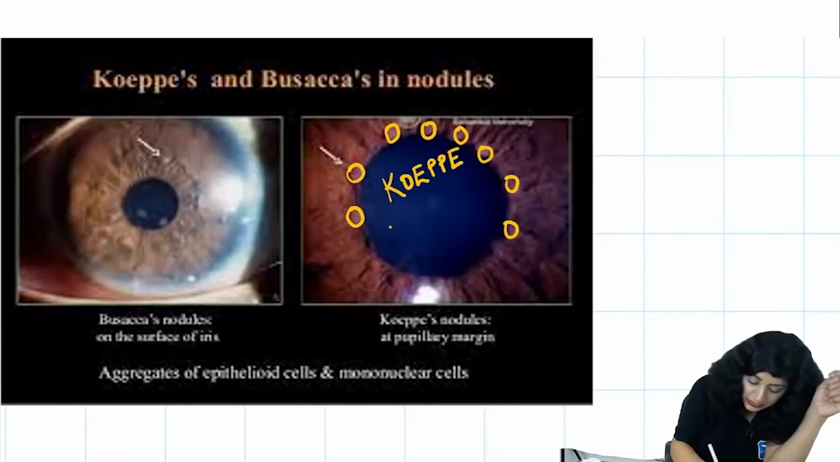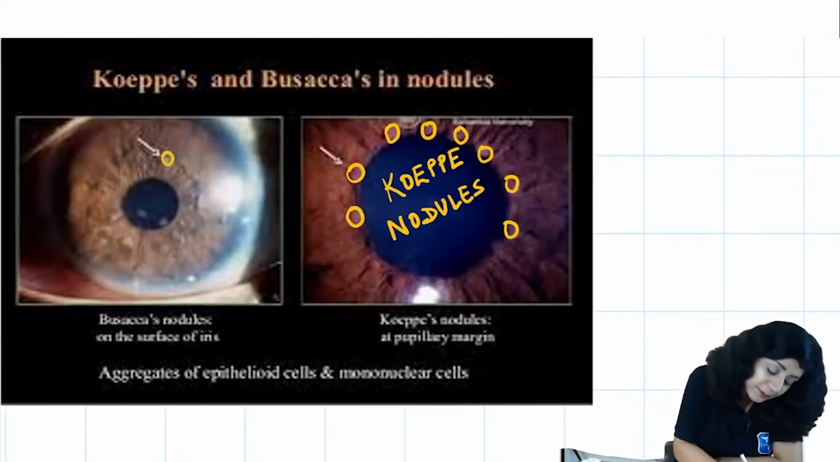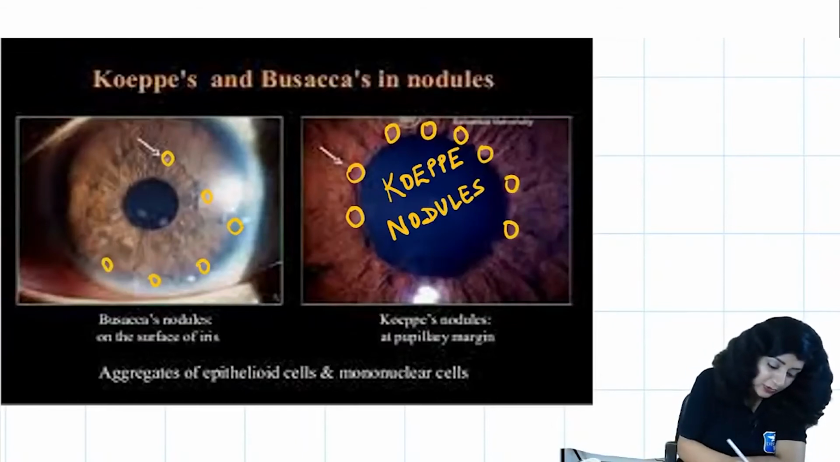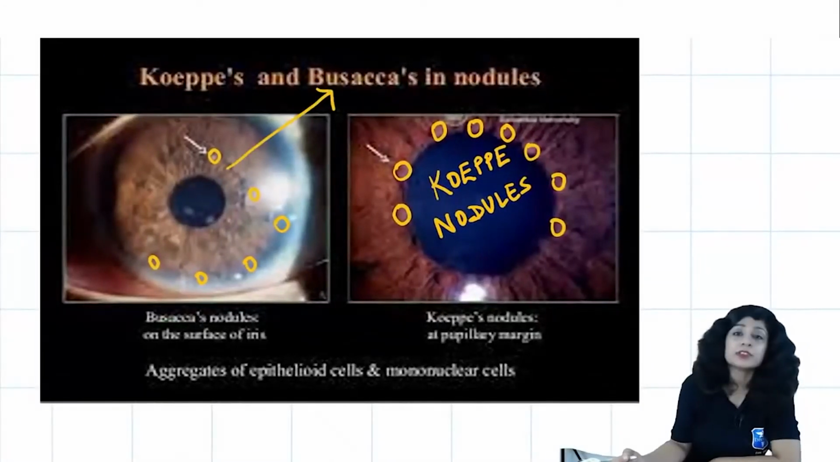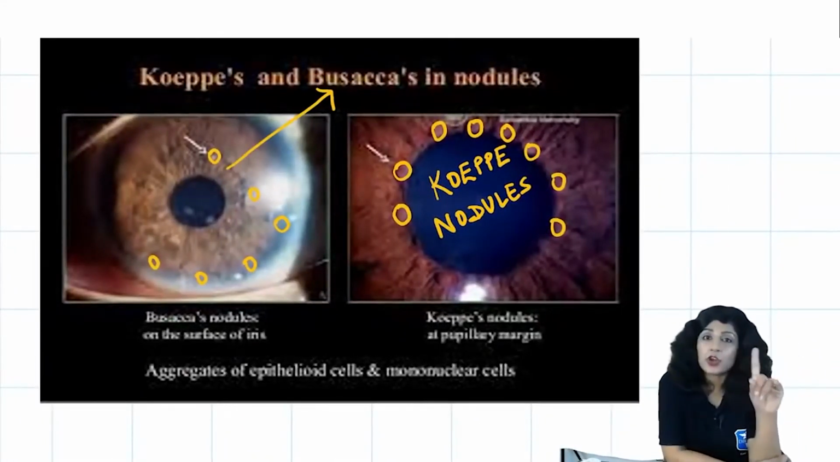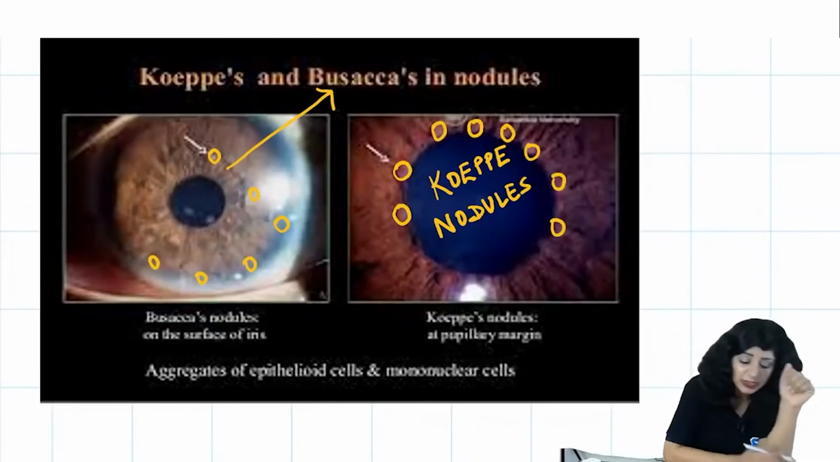Then these are the Koeppe nodules, and when they are present at the mid periphery or they are present at the base like this, then these are your Busacca nodules. These are the Busacca nodules. So you have seen the Lisch nodules also. You have seen the Koeppe nodules, Busacca nodules. You have seen the mutton fat KPs, the candle wax droppings. So we are covering many of the images also.